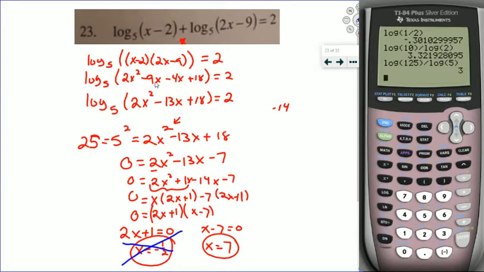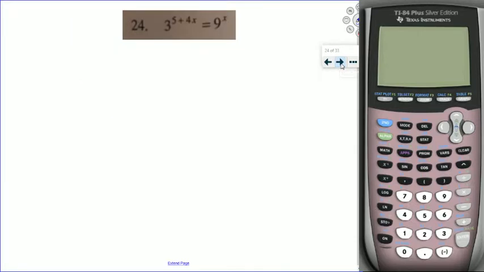It's no good. So then let's check 7. If we plug 7 in, 7 minus 2 is going to be positive, and then 2 times 7, which is 14, minus 9 is still going to be positive. So 7 is going to be a valid solution. So x equals 7 is the solution that we want. Okay. On to the next problem, on to 24.